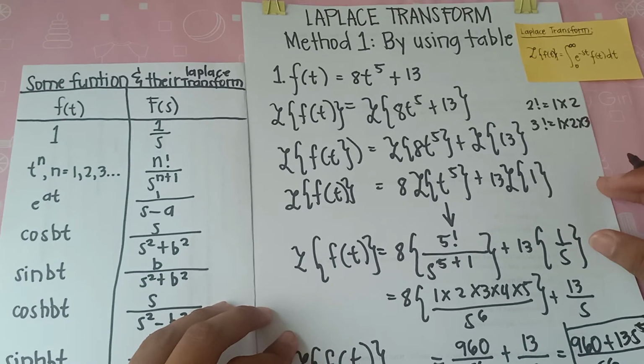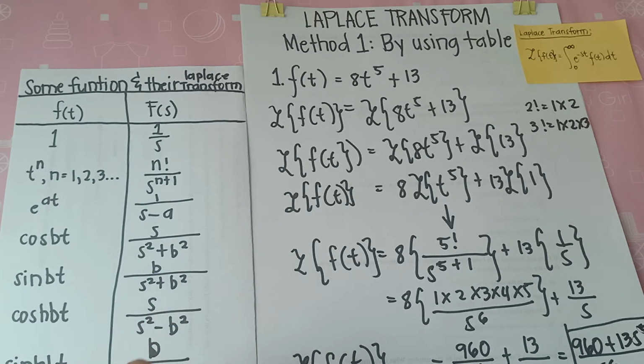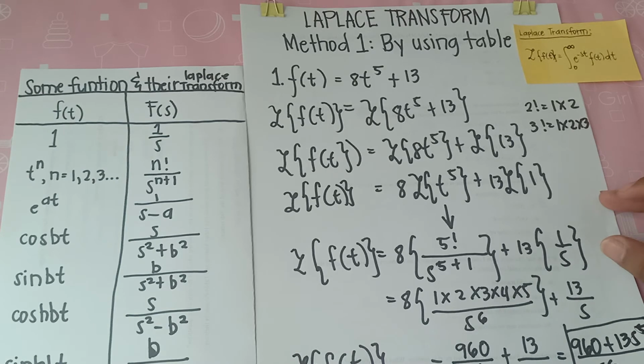So that is method 1, by using the equivalent transform of each function.